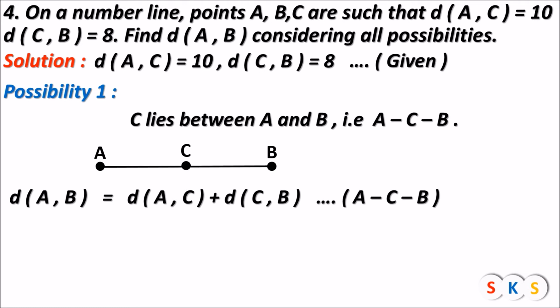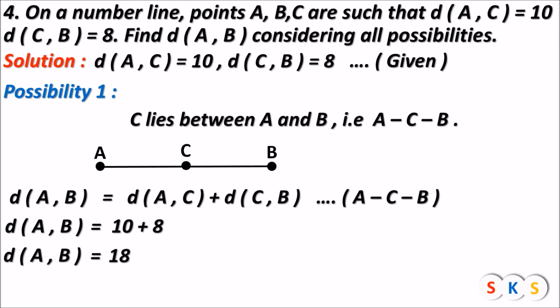Now here we will substitute distance AC as 10 and distance CB as 8. So distance AB equals 10 plus 8. Therefore distance AB equals 18. So the distance between points A and B is 18 when point C lies between A and B. That was your first possibility.